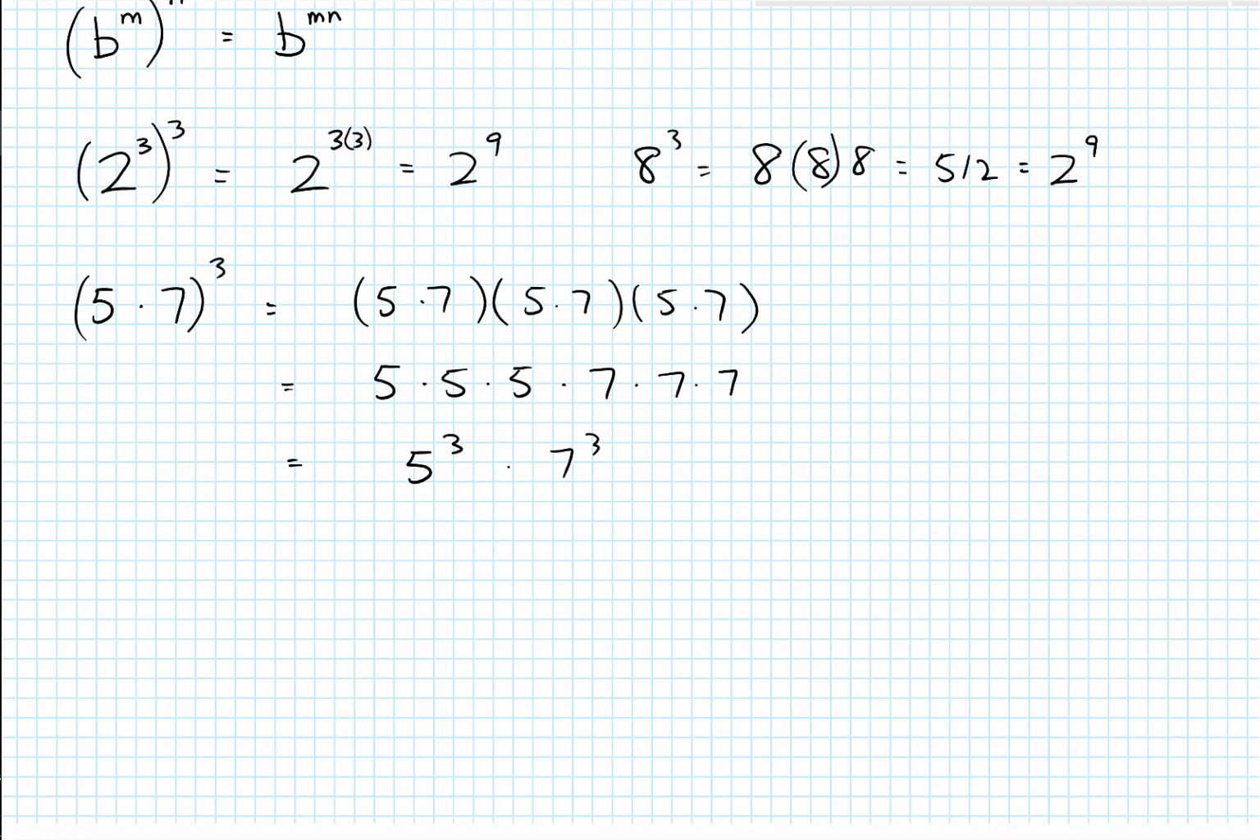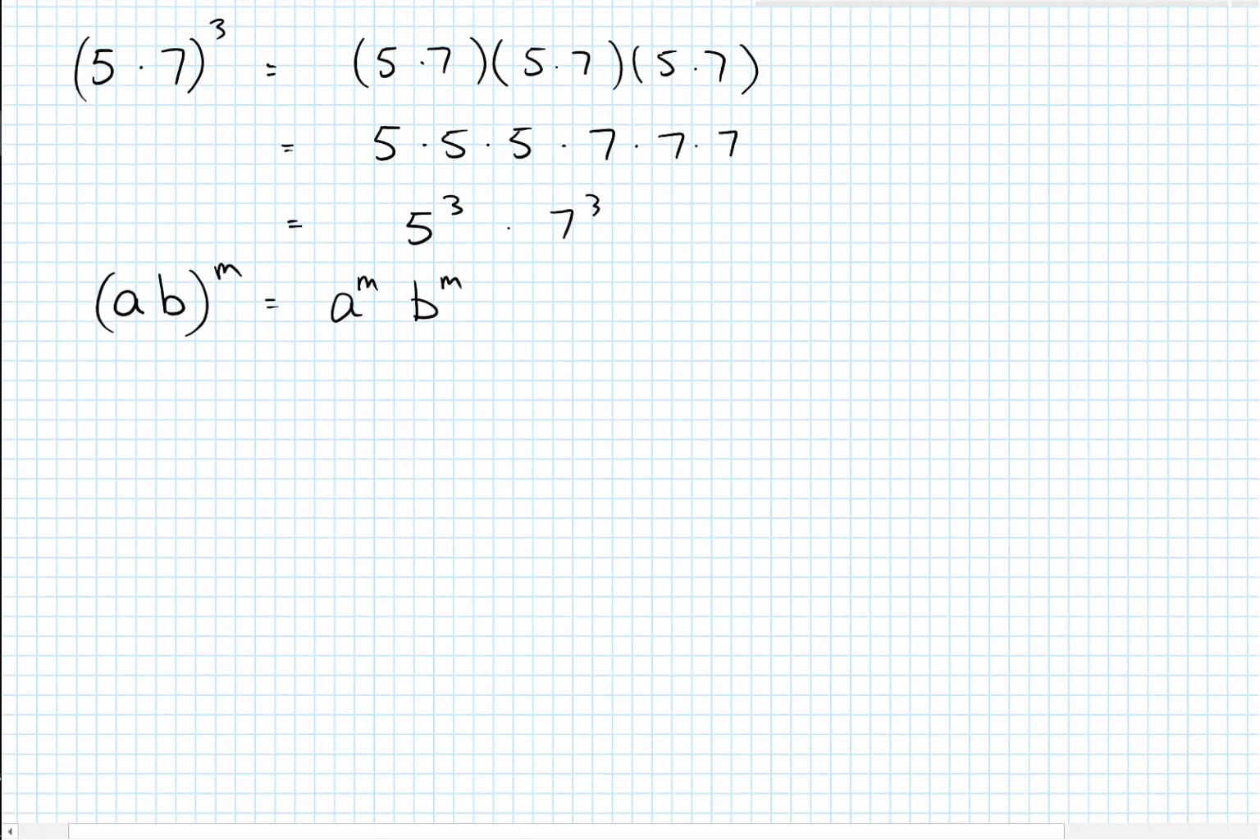And we can generalize this as if we have a product, a times b, and we raise that to an exponent. One way of dealing with it, it's not the only way, but one way of dealing with it, would be to raise the a to the exponent m, and also the b to the exponent m.